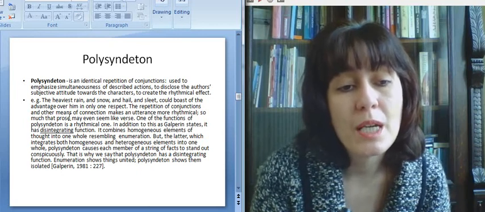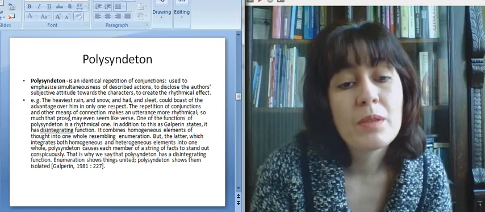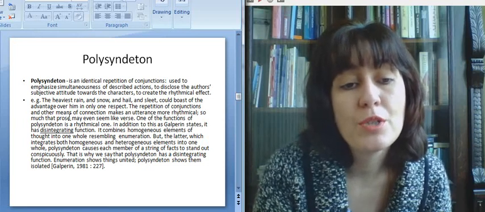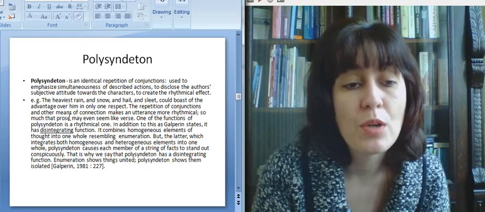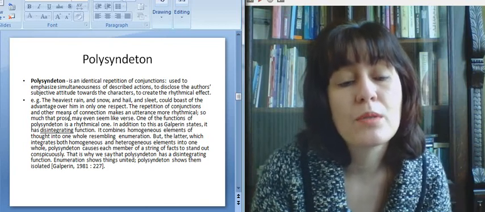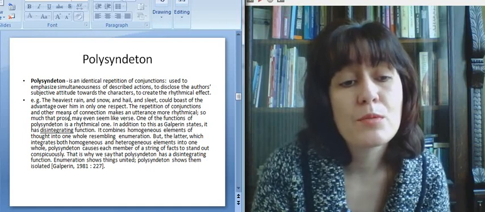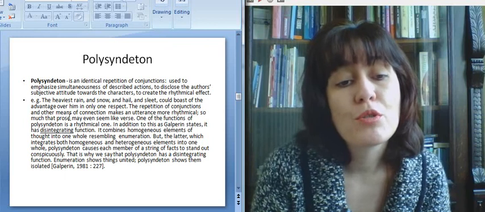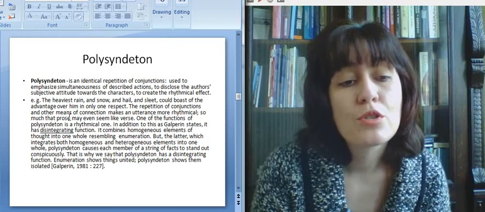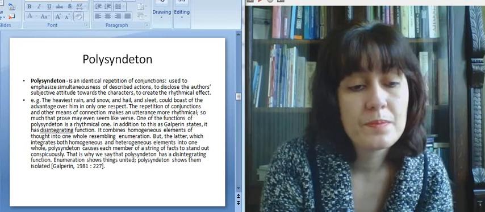So one of the functions of polysyndeton is a rhythmical one. In addition to this, as Galperin states, it has a disintegrating function. It combines homogeneous elements of thought into one whole, resembling enumeration. But while the latter integrates both homogeneous and heterogeneous elements into one whole, polysyndeton causes each member of a string of facts to stand out conspicuously. That is why we say that polysyndeton has a disintegrating function. Enumeration shows things united. Polysyndeton shows them isolated.